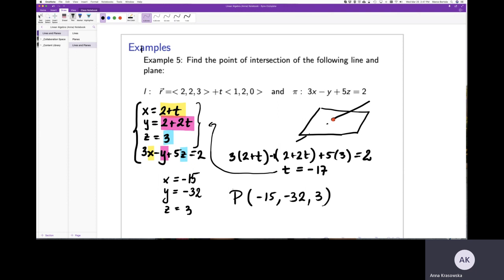You see that this point belongs to the line, and we can obtain it by replacing t with minus 17. On the other hand, you can also check easily that the plane equation is also satisfied. So the point belongs to the line and the plane. It is the intersection point.